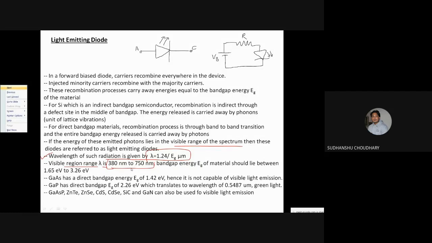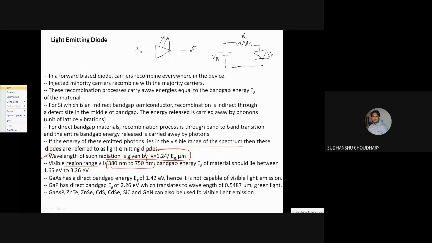So if you want to make a visible light LED, then one has to select materials with a band gap which results in a wavelength of 380 nanometer to 750 nanometer. Otherwise, even if it is producing light, we won't be able to see it. For example, what happens in infrared LEDs? The visible range is 380 nanometer to 750 nanometer.